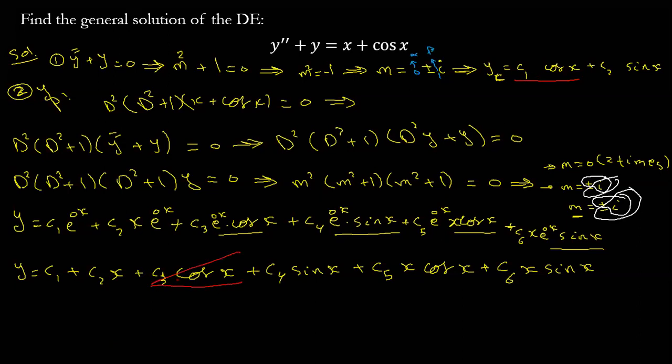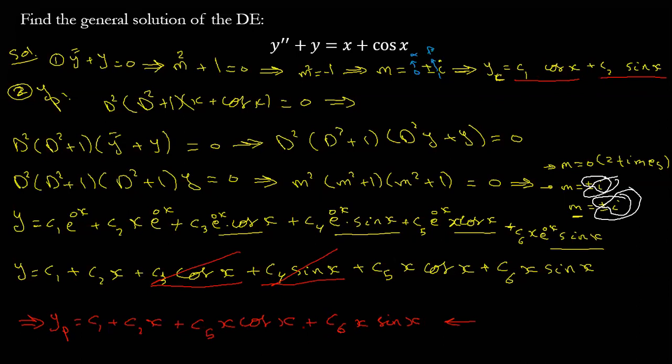Professor, here C1 and here C3. Don't care about the index of your constant. Also, I have here C2 times sine, here C4 times sine. Cancel out. So my YB is C1 plus C2x plus C5x cosine x plus C6x sine x. This is the form of YB.